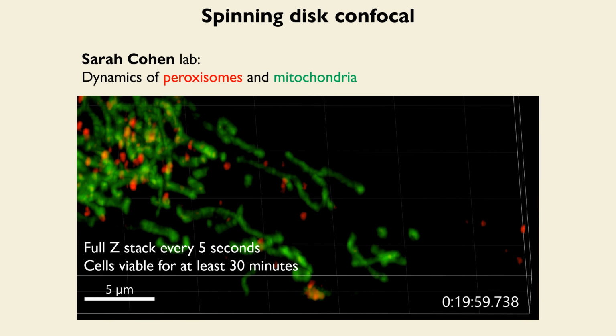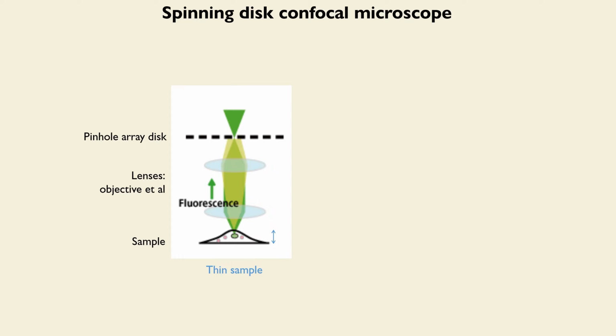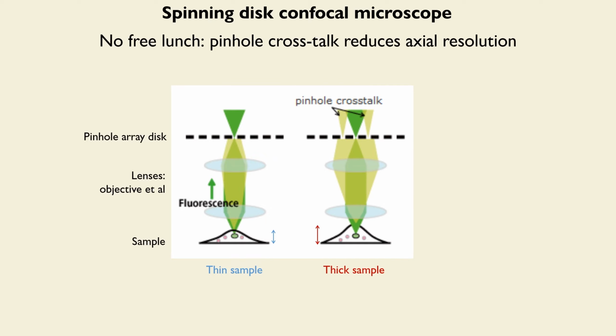Okay, so one of the problems with spinning disk confocal is that you have multiple pinholes, and so if you have a thin sample, that's not a problem. But if you have a thick sample with a lot of fluorescence, what can sometimes happen is light from things that are out of focus can leak through adjacent pinholes and lead to something called pinhole crosstalk. So you're not actually rejecting all of the out of focus light as efficiently.